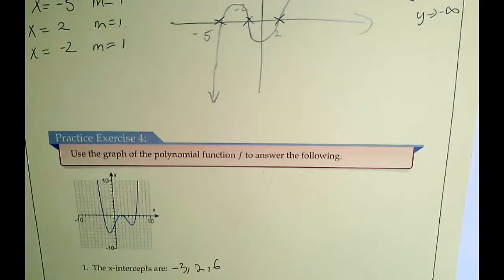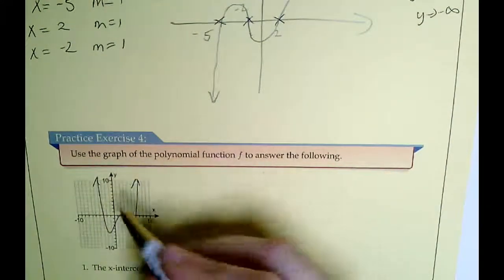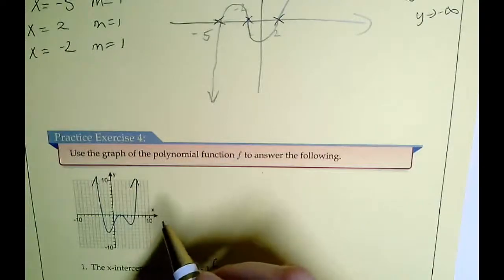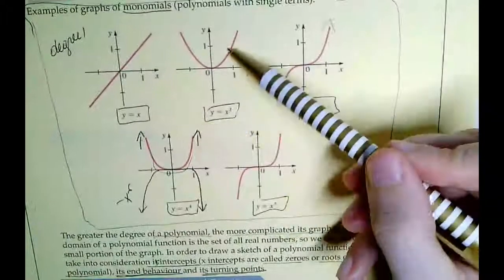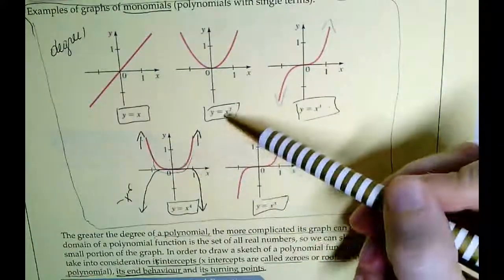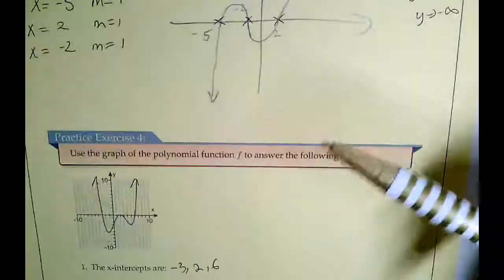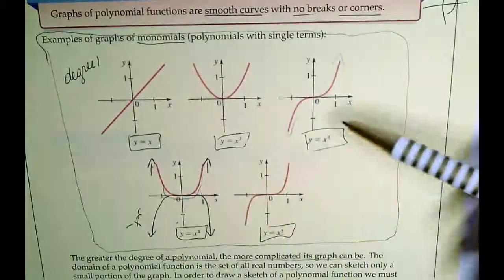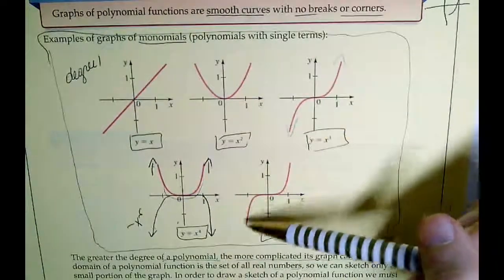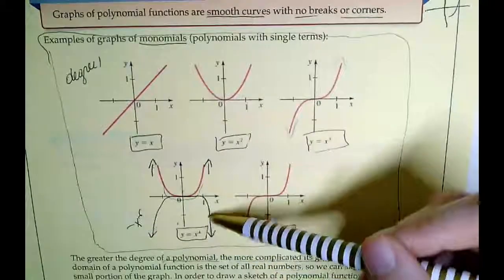Is the leading coefficient positive or negative? Well, since they're both going up, the leading coefficient is positive. And we also know that the degree has to be an even number, because when the degree is odd, the ends don't go both up together or both down together.